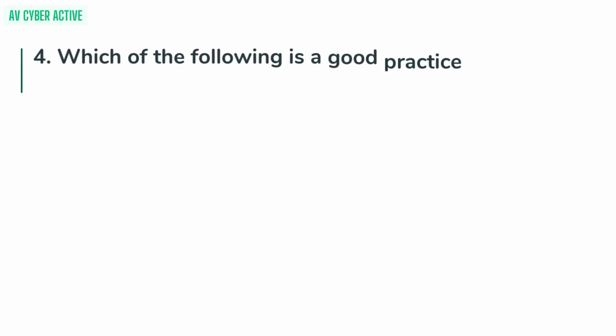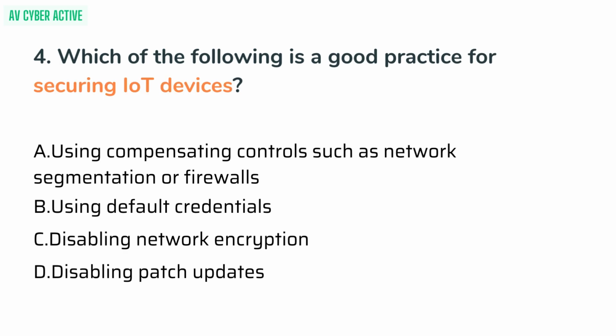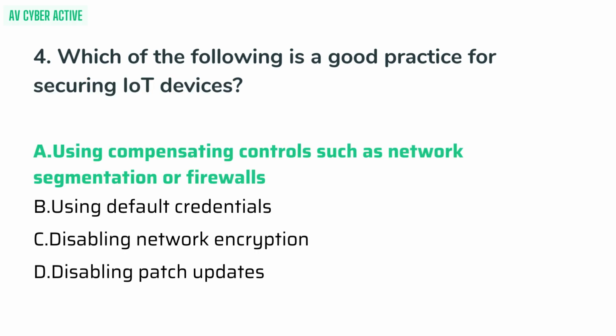4. Which of the following is a good practice for securing IoT devices? A. Using compensating controls such as network segmentation or firewalls. B. Using default credentials. C. Disabling network encryption. D. Disabling patch updates. A is correct.